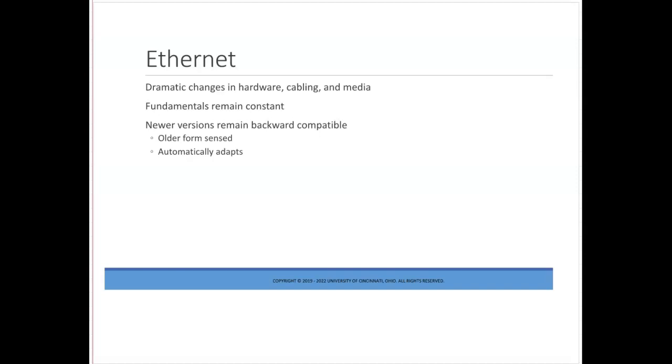Although the hardware devices, cabling, and the media used with Ethernet have changed dramatically, the fundamentals have seen little change. One of the most interesting aspects of Ethernet evolution concerns the way newer versions of Ethernet remain backward compatible. A new version can sense an older form and automatically adapt to accommodate the older technology. Ethernet was developed in the 1970s, was commercially deployed in 1980, and became an 802.3 standard in 1983. Ethernet is the most widely used installed LAN technology.